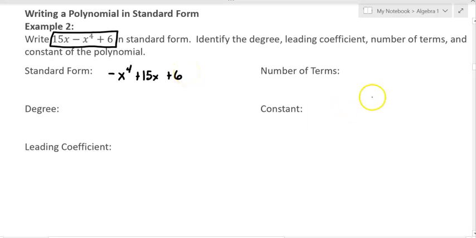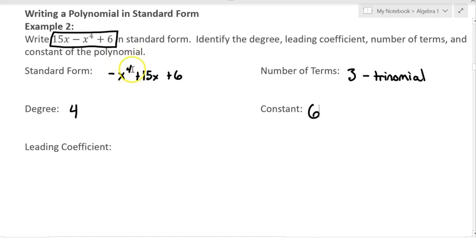Okay, so this has 3 terms, and that tells me it is a trinomial. The degree, remember, when it's a polynomial, you do not add them up. And remember, a polynomial is where you're adding or subtracting the terms. So don't add them up. The degree is just the highest power. So the highest power is 4. So it's a degree of 4. The constant is the number without a variable. The constant is 6.